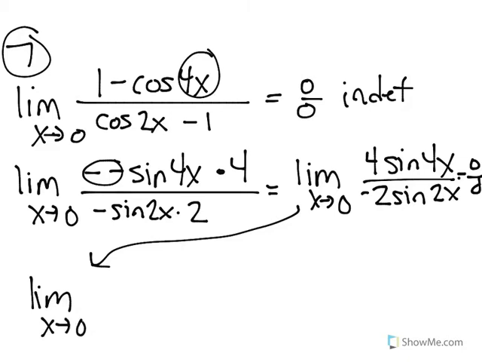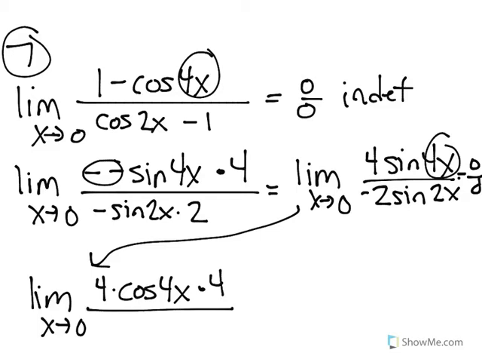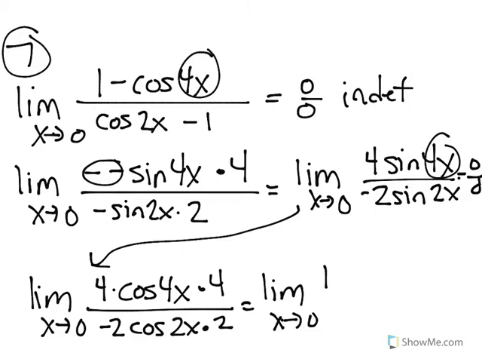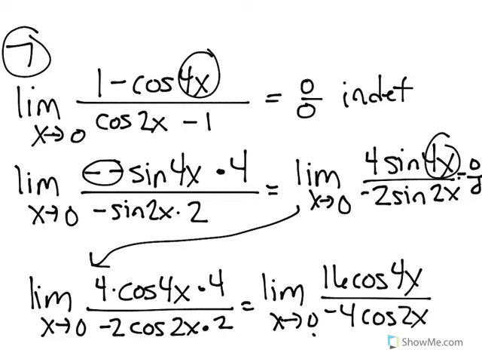So the derivative of 4 times the sine of something is 4 times the cosine of something, times the derivative of the inside one more time, which is 4, over negative 2 cosine 2x, times the derivative of the inside, which is 2. I'm going to simplify it. 16 cosine 4x over negative 4 cosine 2x. If I fill in 0, cosine of 0 is 1. I get 16 over negative 4. So my answer is negative 4.